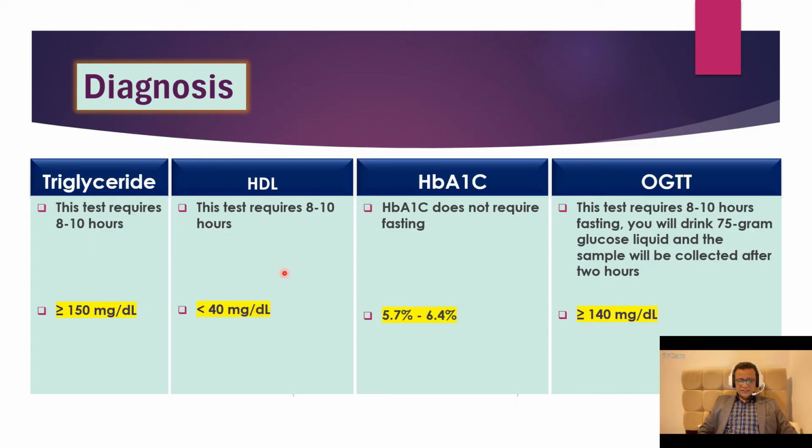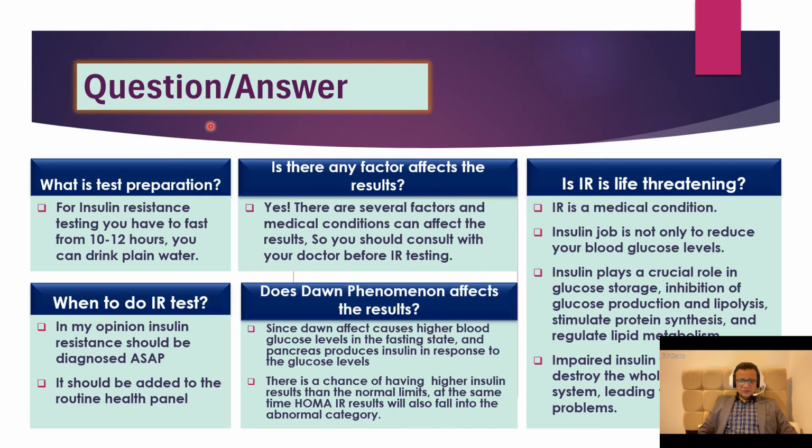If fasting HDL is less than 40 milligram per deciliter, and HbA1c is 5.7 to 6.4%. OGTT requires 8 to 10 hours of fasting, then the patient has to drink 75 gram of glucose liquid, and after 2 hours a sample will be collected. If the result is more than or equal to 140 milligram per deciliter, there is a chance of having insulin resistance. So in this slide we have questions and answers.